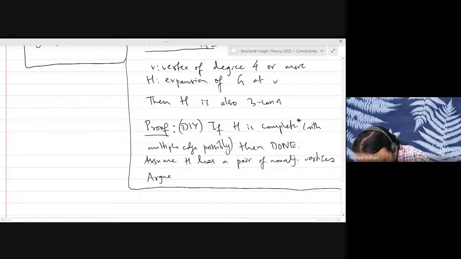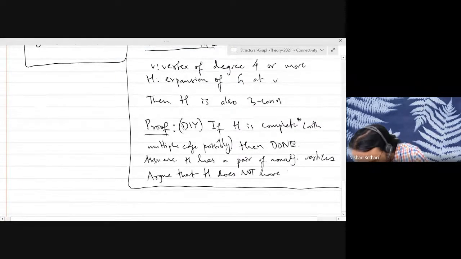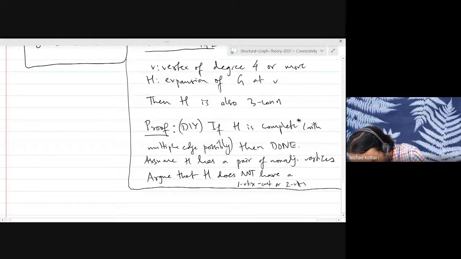So argue that H does not have a 1 vertex cut or a 2 vertex cut. Okay, that's the proof.